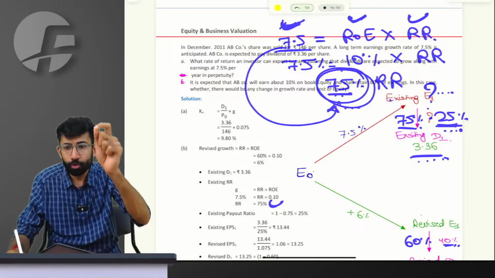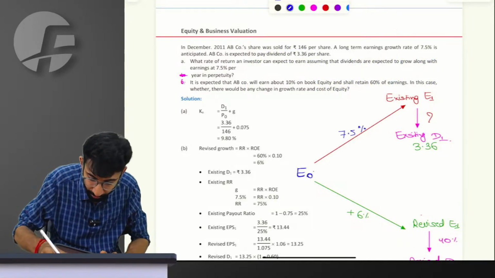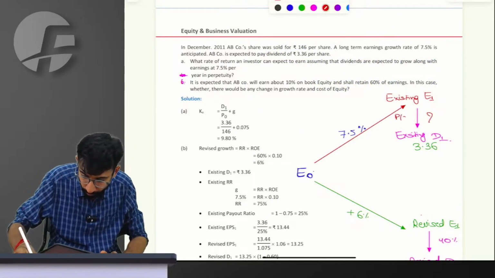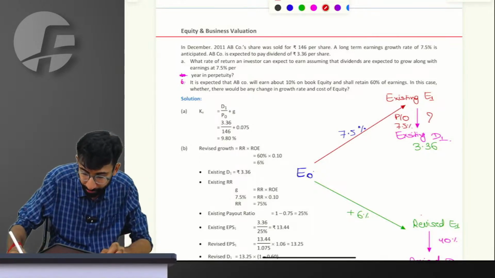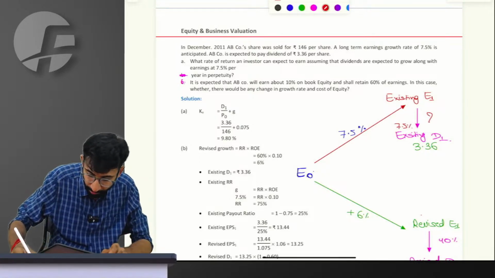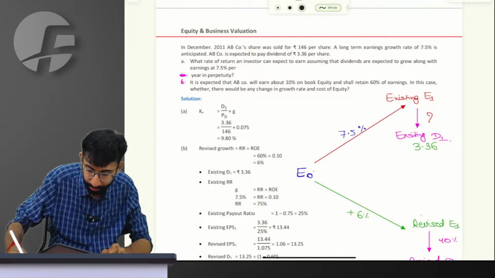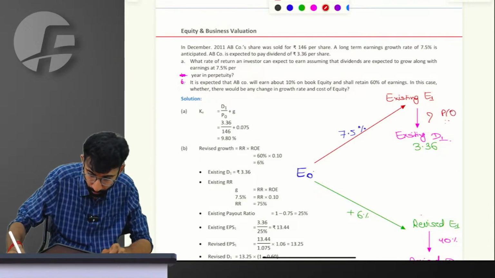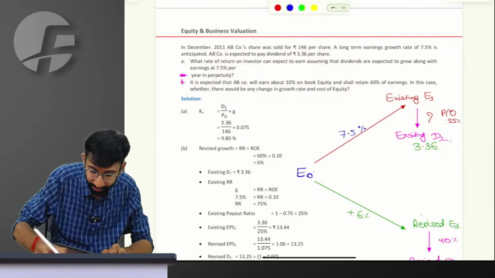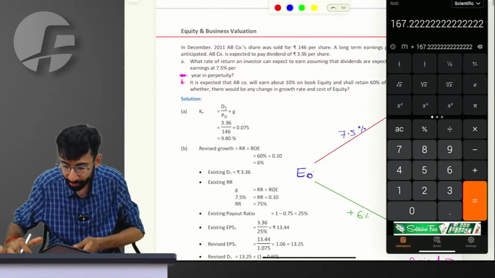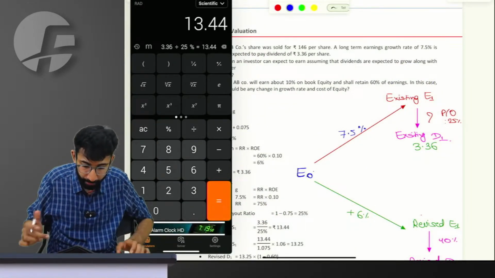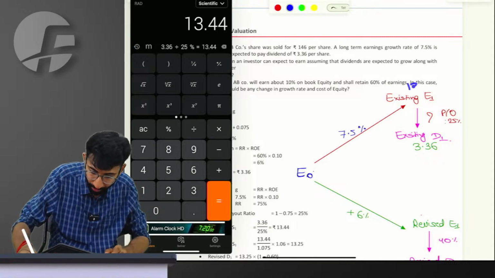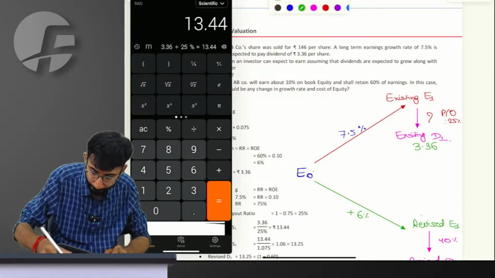I want you all to use your calculator. Imagine this. If payout ratio is 25%, please back calculate existing EPS. So 3.36 divided by 25% gives you 13.44 as existing EPS.